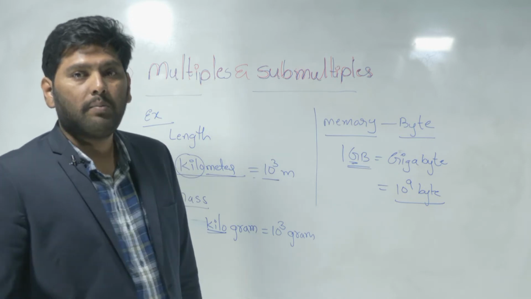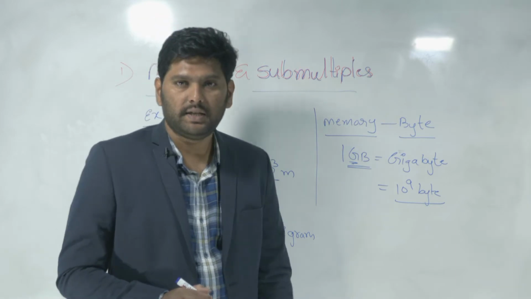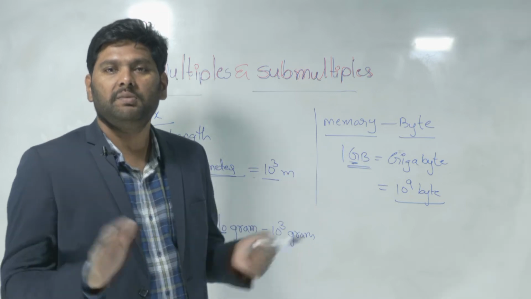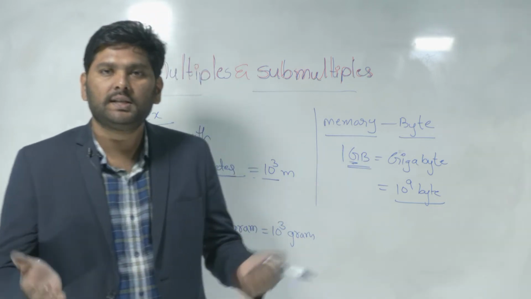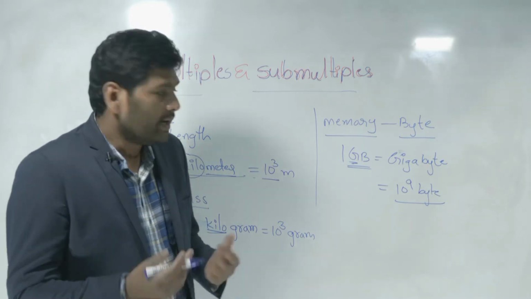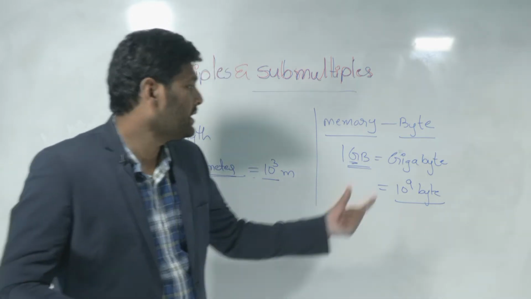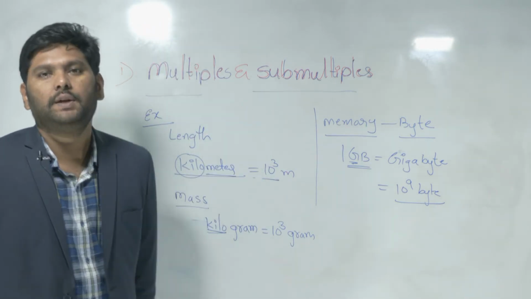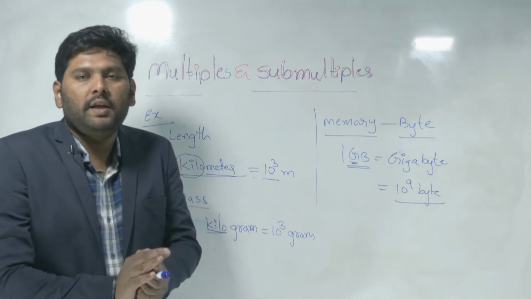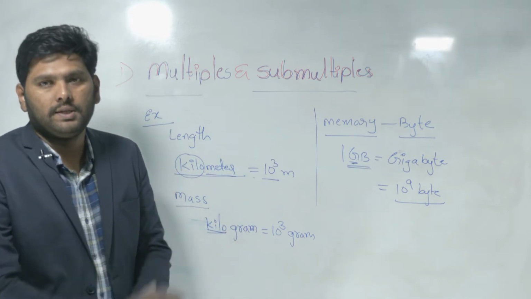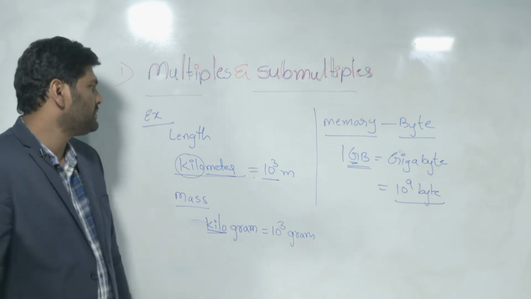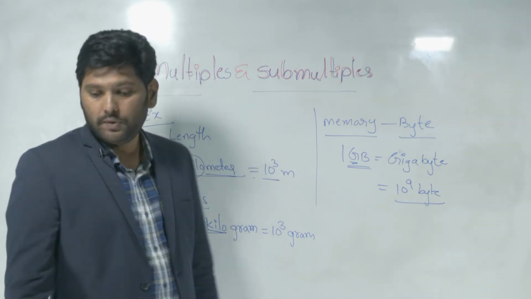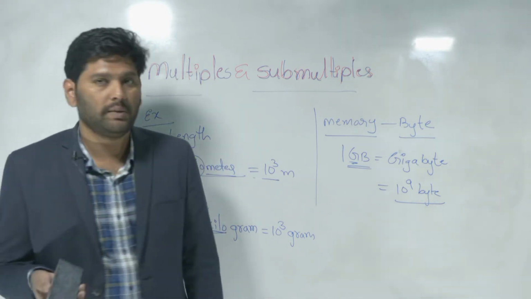Even your mobile data is measured in this way, right? 1 GB data successfully completed, recharge one more time. This is the way you see the messages, right? But what does GB stand for? GB stands for gigabyte, understand, children? So this is the way multiples are used to easily convert units. These are some examples of multiples. Now I'll start submultiples.